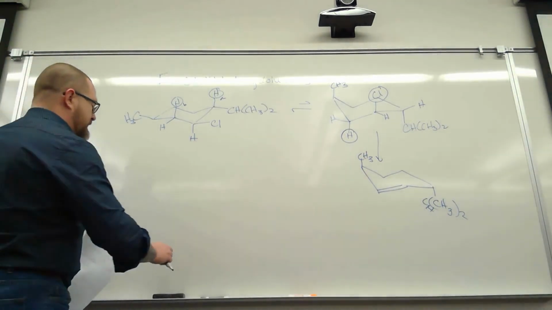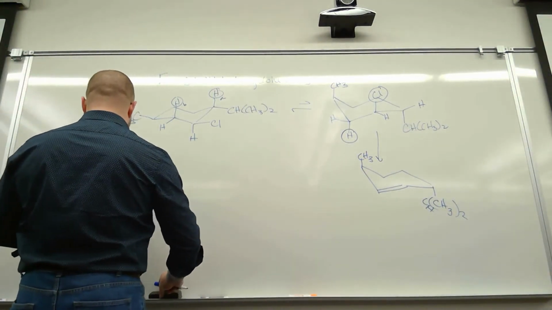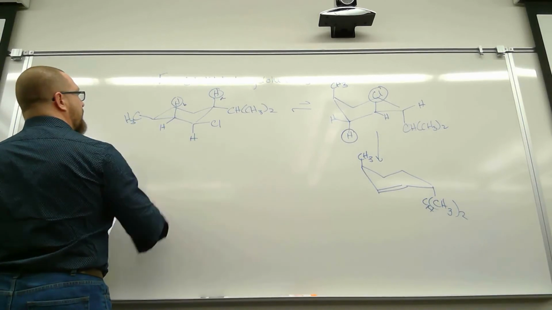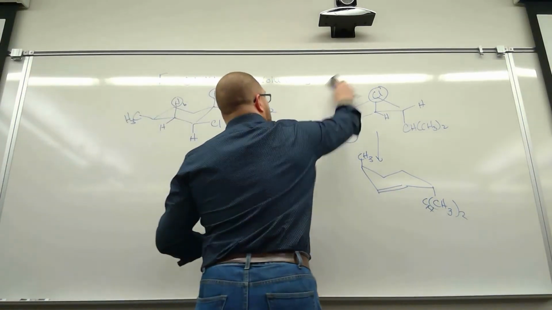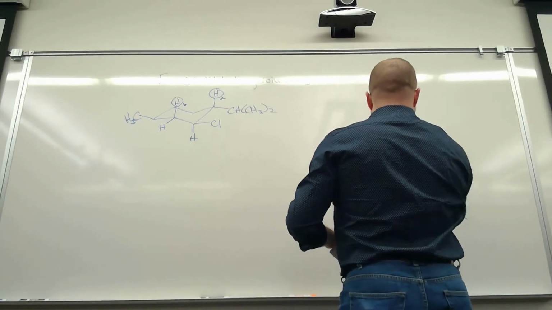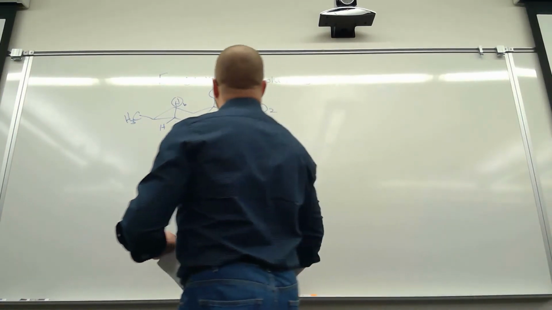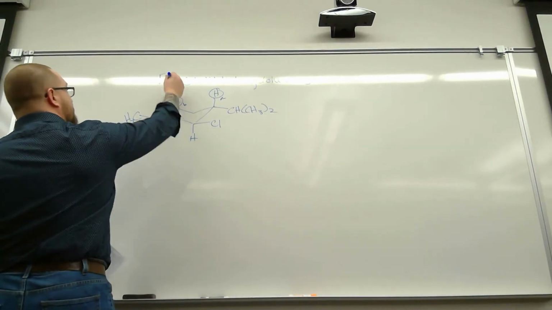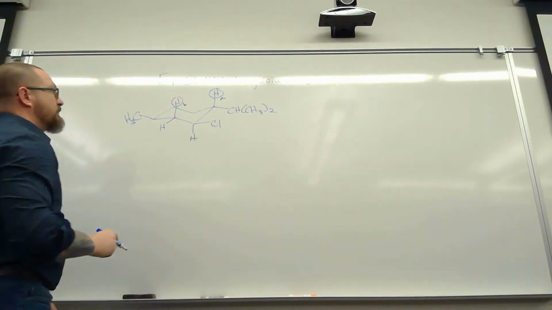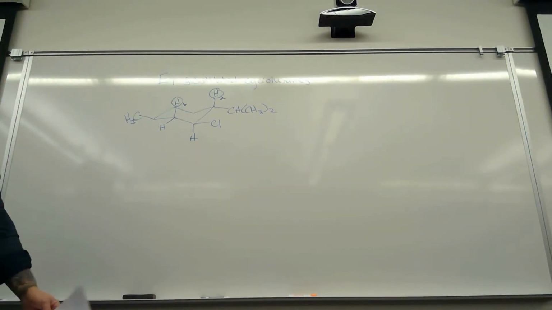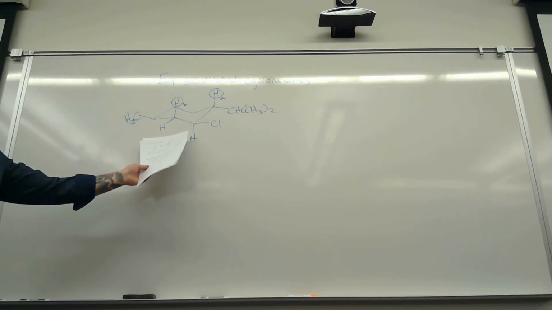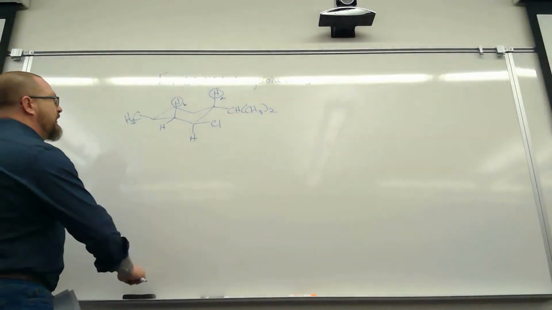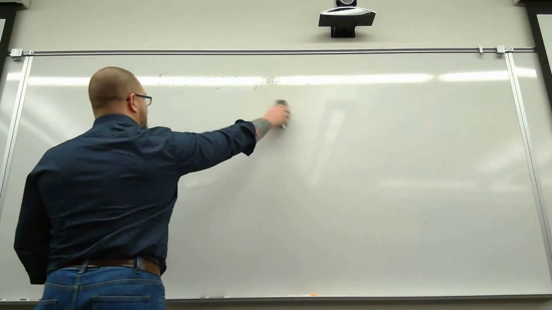For an E1, let's do, could we do an E1 on this? Why not? What's the criteria for an E1 reaction? Tertiary. The leaving group attached to a tertiary carbon? No. So this isn't capable of doing E1.